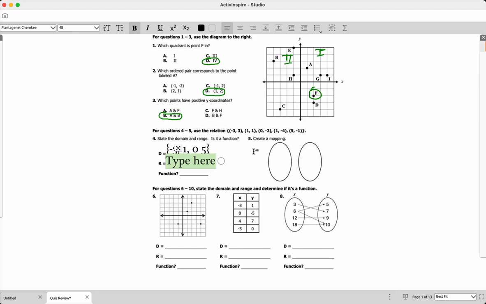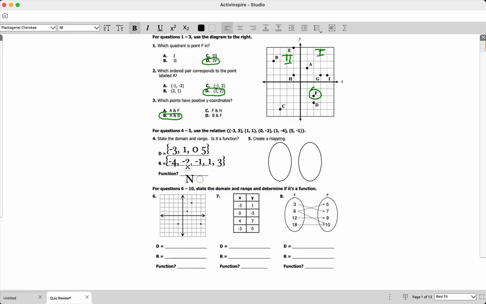The range was a little more challenging because you have to put them in the brackets again, and in the correct order, because it's always least to greatest. So it's -4, -2, -1, 1, and 3. Those are my ordered pairs. And then, is this a function? The answer is no.